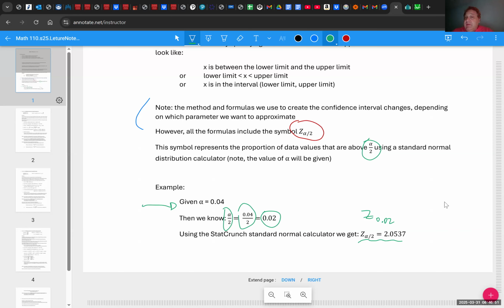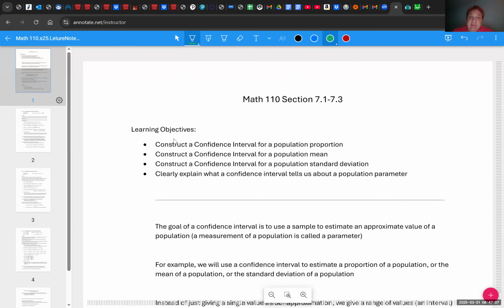All right, so that's the basic idea behind confidence intervals. It's going to be an interval where we're confident we can find a measurement of the population, and we're going to do a few of these Z calculations, as you'll see in the different examples. All right, so let's go to our first learning objective, which is to construct a confidence interval for a population proportion.